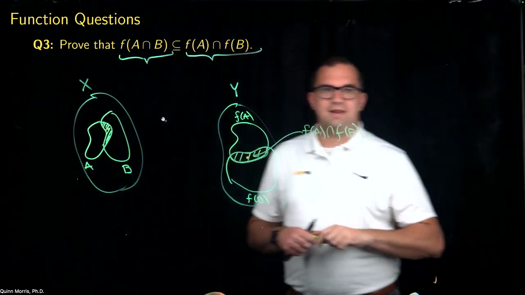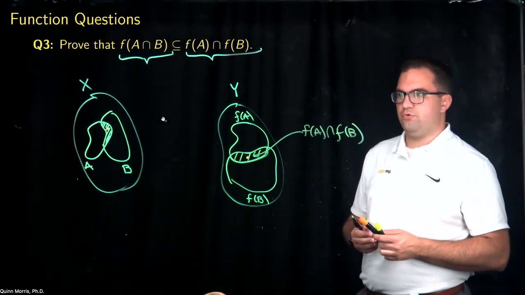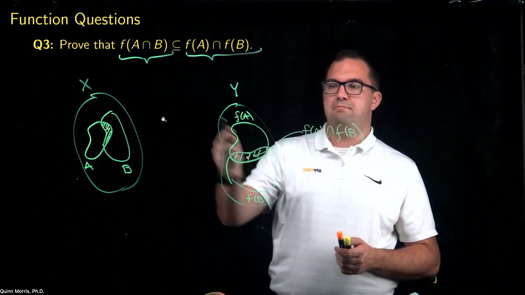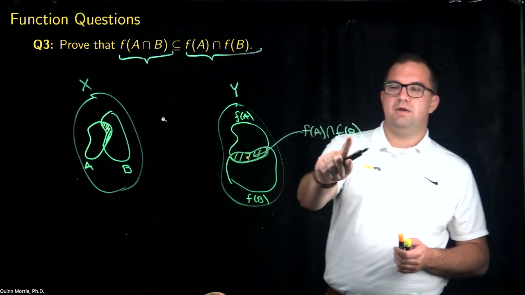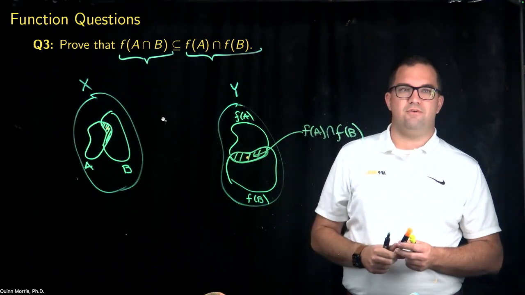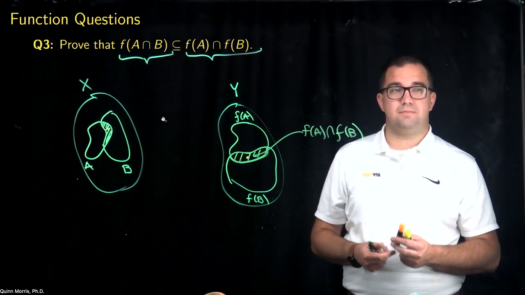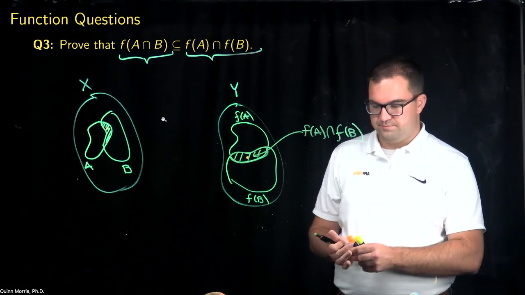So try to think through this, and then we'll write it down. Think about why this ought to be true. Why, if I take something in the intersection of A and B and map it over here, does it have to end up in the intersection of f of A and f of B? So pause the video, take some time to think through this, and then when you come back, we'll write out a nice proof.